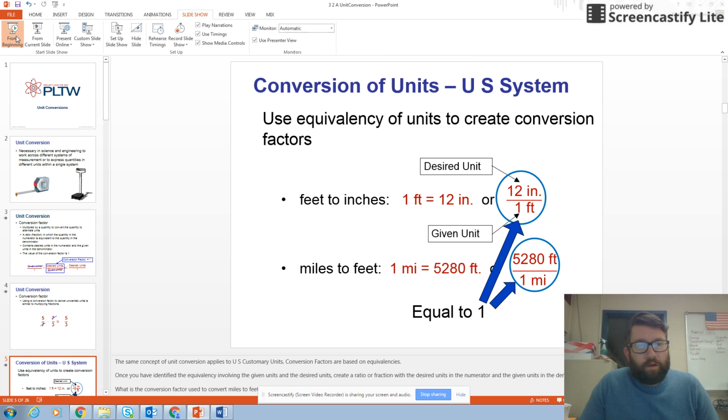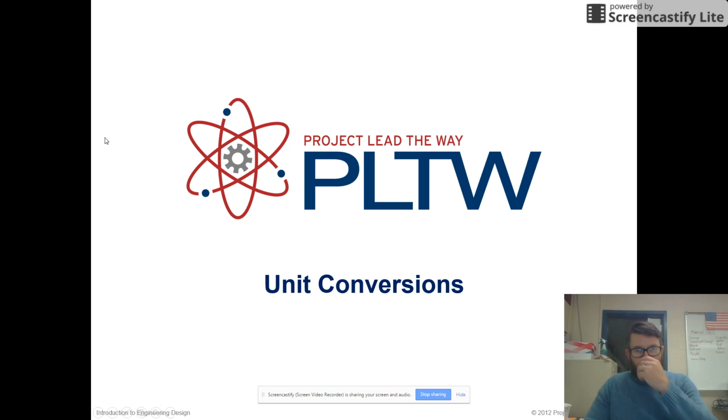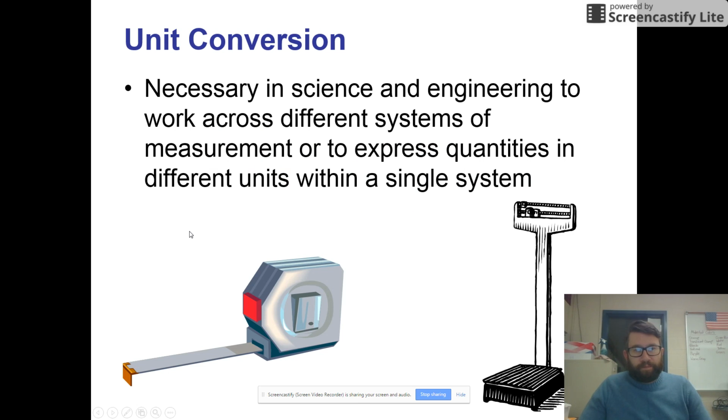Okay, so today what we're going to be looking at is unit conversions, and this is from Unit 3 of the IED course. So unit conversions are important because a lot of times measurements are given in a unit that we don't necessarily need, or there's another unit that we can work with better. Also, this will lead us to dimensional analysis that I'll explain later.